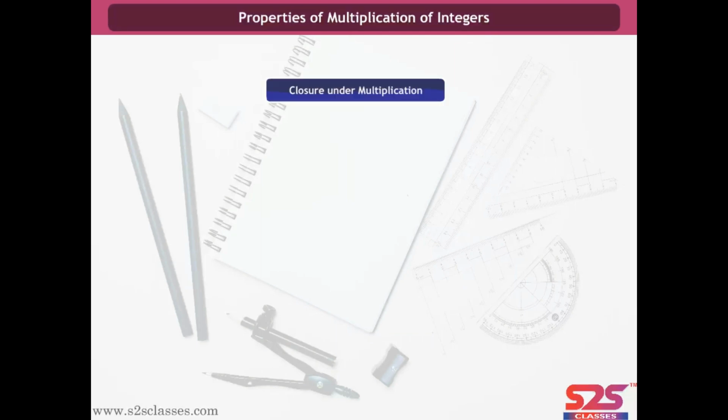Properties of multiplication of integers. Closure under multiplication. Consider the integers 2, 8, minus 4 and minus 3. Multiply these integers 2 at a time. What will you get? Let us see. 2 into 8 is equal to 16. 2 into minus 4 is equal to minus 8. 2 into minus 3 is equal to minus 6. Minus 4 into 8 is equal to minus 32. 8 into minus 3 is equal to minus 24. Minus 4 into minus 3 is equal to 12.